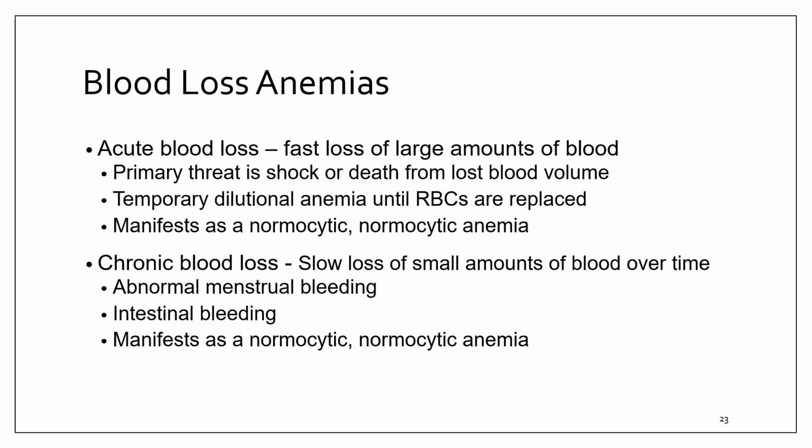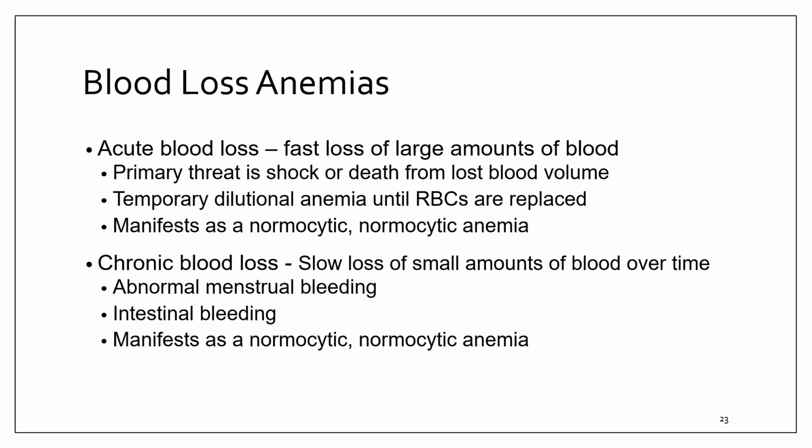Think of red blood cells like money in a bank account. Acute blood loss equals someone emptied your account overnight. Chronic blood loss is slow daily withdrawals. At first, everything looks fine. Eventually, you have an overdraft. In blood loss anemias, the bone marrow works normally. The cells are initially normal. The problem is loss, not production. So smear appearance depends on how fast blood is lost, how long the loss has been occurring, and whether iron stores are depleted.